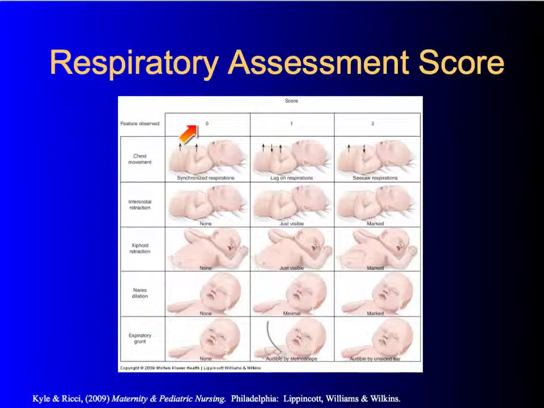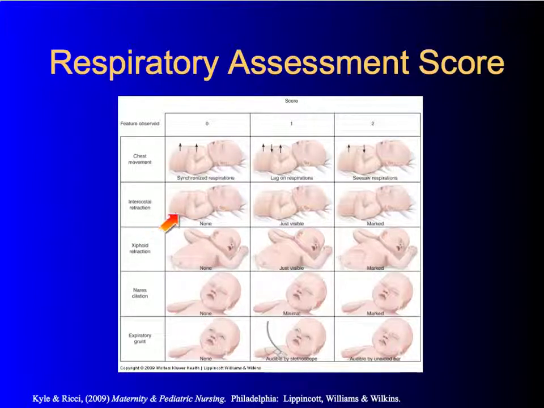We would give them a 0, a 1, or a 2, and we would assess chest movement. Are the respirations synchronized, where both chest and diaphragmatic are going up at the same time? If there's a lag on respirations, you're going to see the chest and abdomen go up with a downward movement of the subcostal, and that's subcostal kind of retractions that you would see. Also seesaw respirations, where the belly goes up and the chest goes down, then the chest goes up and the belly goes down.